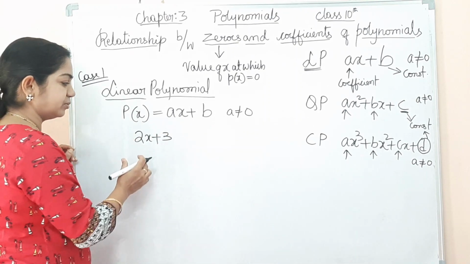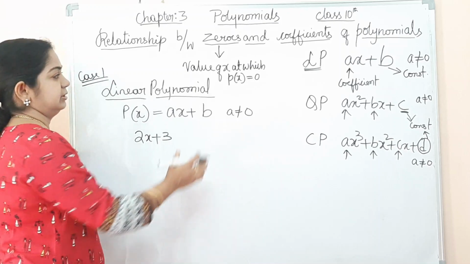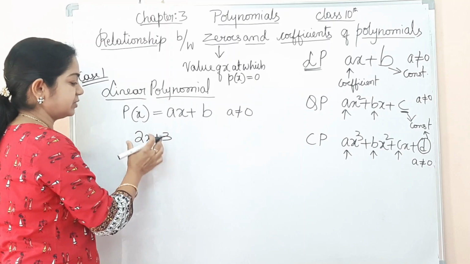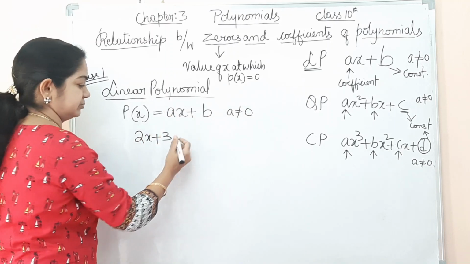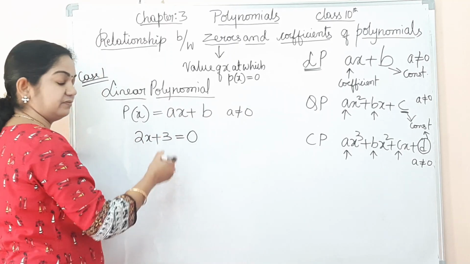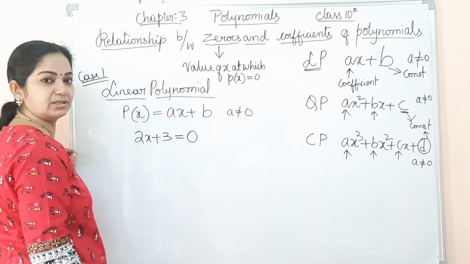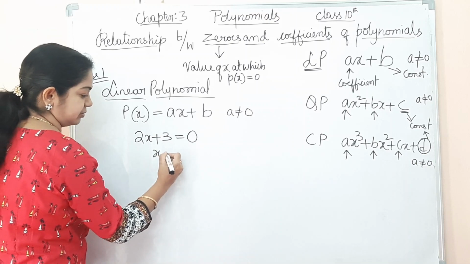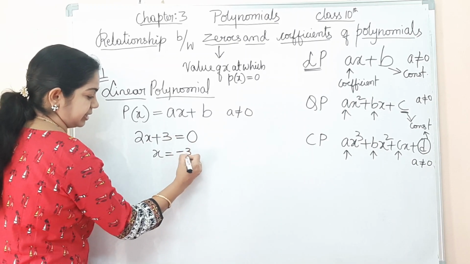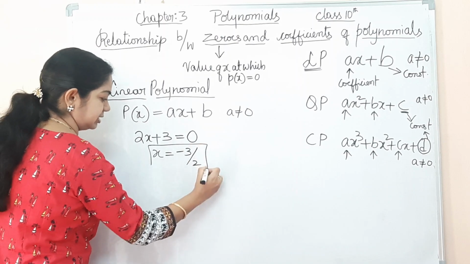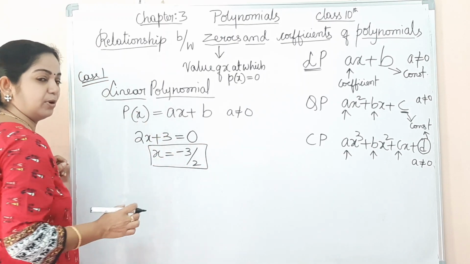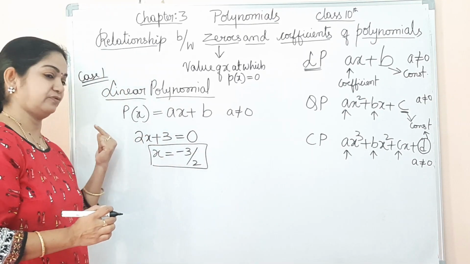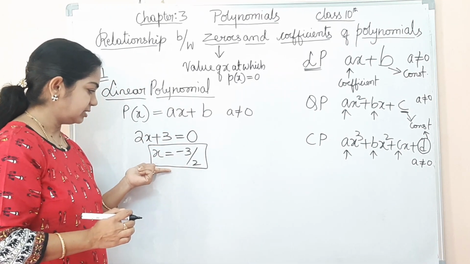Now to get the zero of this polynomial, now we know what a zero is. To get a zero of this polynomial, first we have to equate it to 0, which when applied, the polynomial comes to 0, isn't it? So first we have to equate it to 0. Now what is the zero here? 3 goes to the other side, minus 3 by 2. So this is the zero of this polynomial. We studied in part 2 how to find the zeros. Okay, now this is the zero.